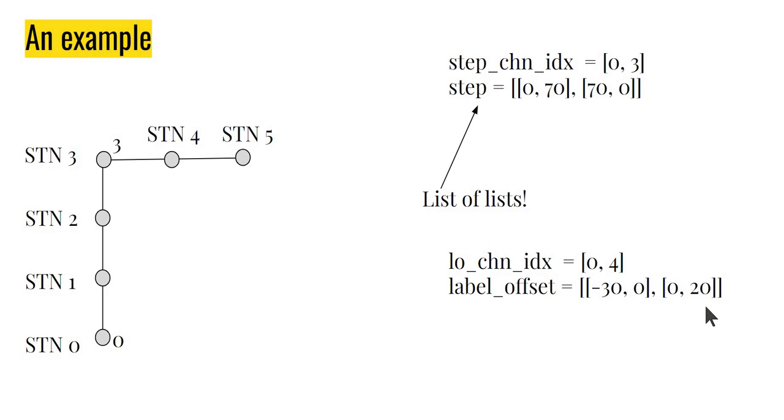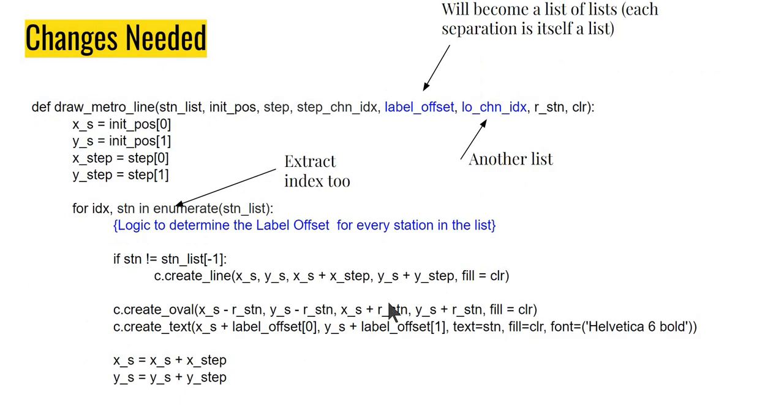Exactly the same logic. We just have to make the same changes, but for the label offset. So if I look at the changes that are needed, like I said, the label offset will now become a list of lists, just like step became a list of lists. There will be one more list created, which is LO change index, analogous to step change index. Where does the label offset change, at which station?